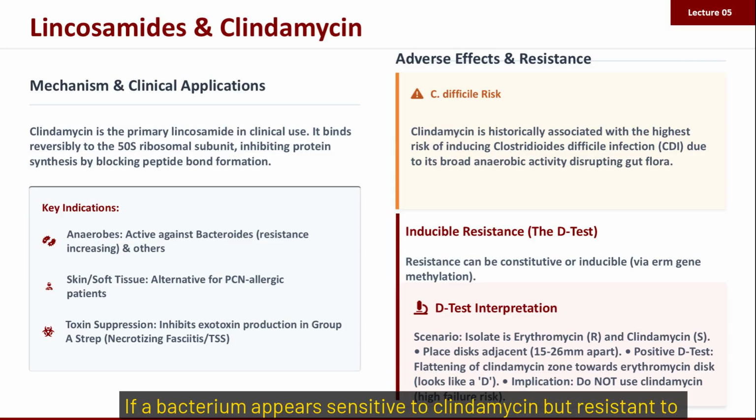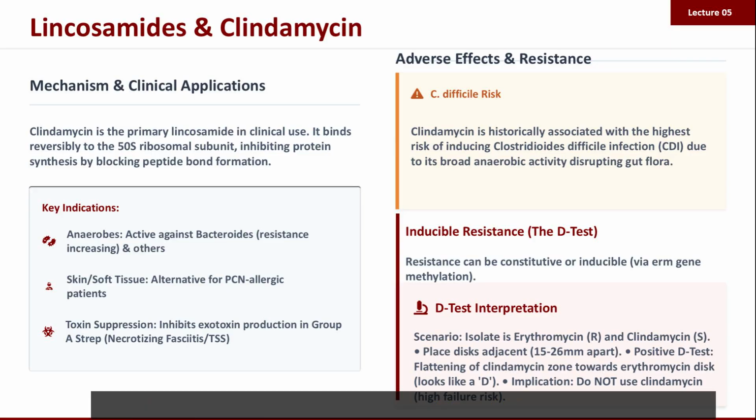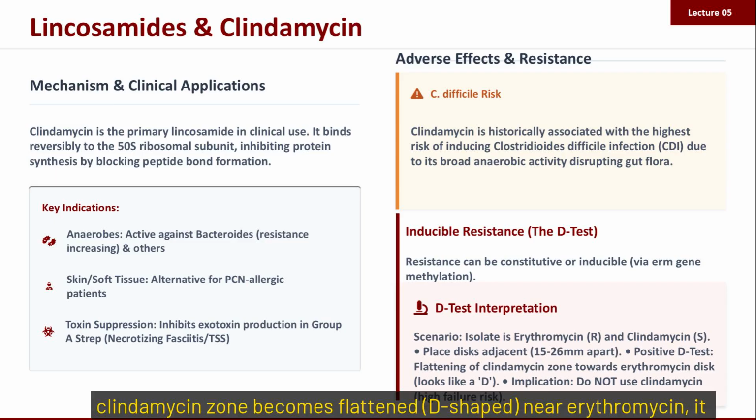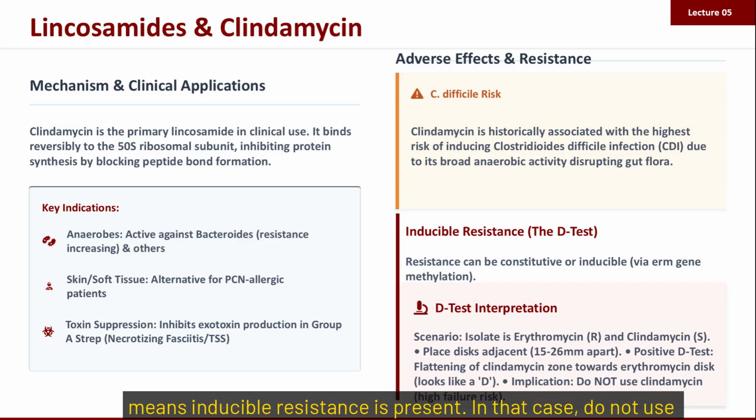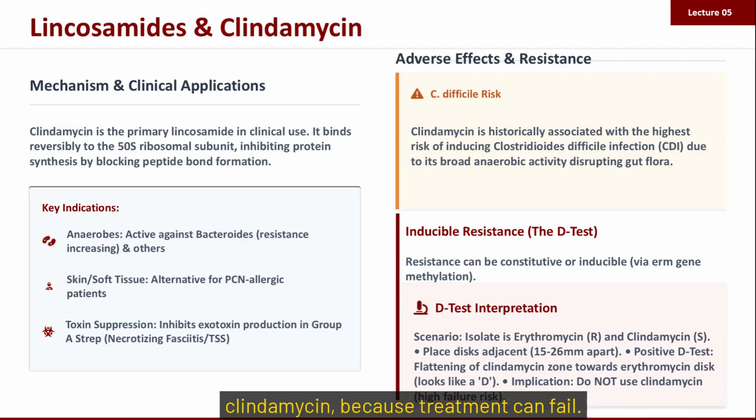If a bacterium appears sensitive to clindamycin but resistant to erythromycin, we place both antibiotic discs near each other. If the clindamycin zone becomes flattened, D-shaped, near erythromycin, it means inducible resistance is present. In that case, do not use clindamycin because treatment can fail. So the key idea is, clindamycin blocks peptide bond formation on 50S → good for anaerobes and skin infections → but high risk of C. difficile and inducible resistance must be checked, D-test.